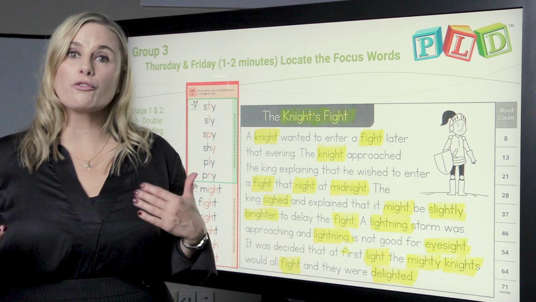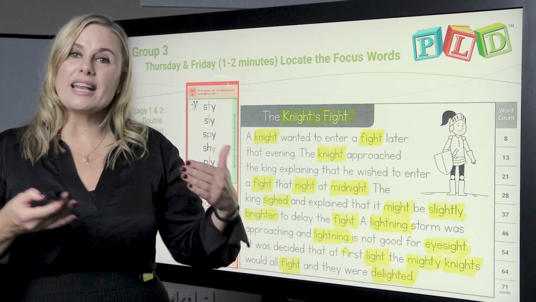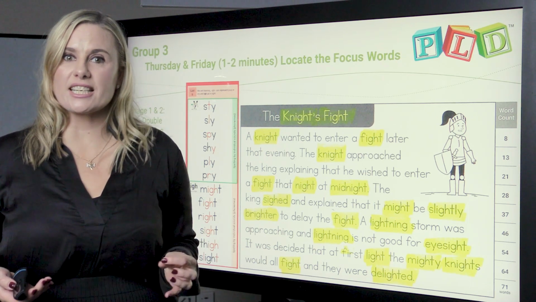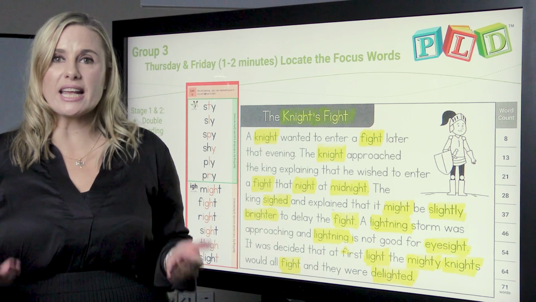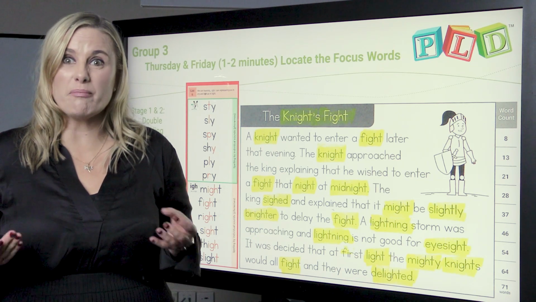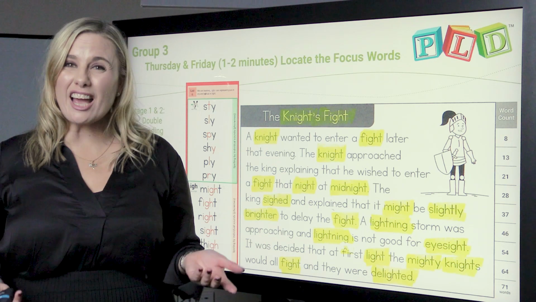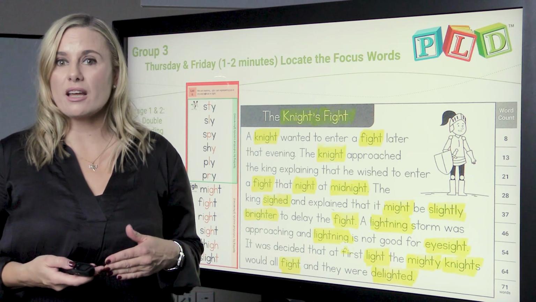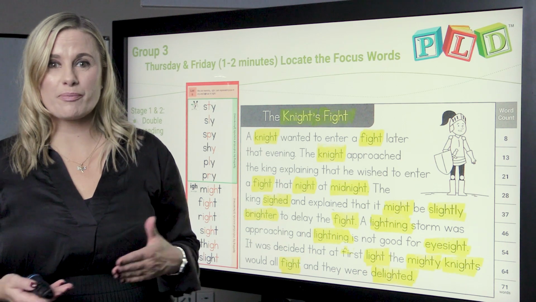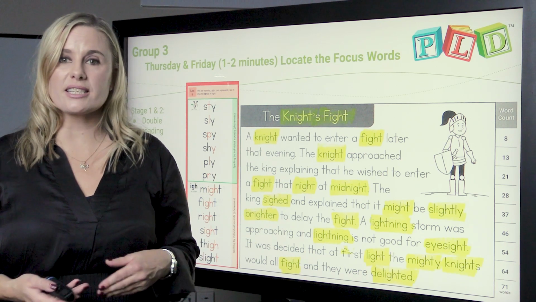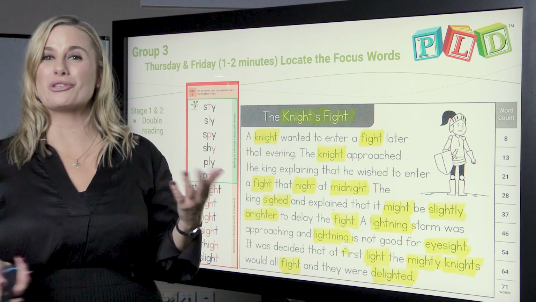Now we read for fluency and expression. The knight's fight. A knight wanted to enter a fight later that evening. The knight approached the king, explaining that he wished to enter a fight that night at midnight. The king sighed and explained that it might be slightly brighter to delay the fight. A lightning storm was approaching, and lightning was not good for eyesight. It was decided that at first light, the mighty knights would all fight, and they were delighted.